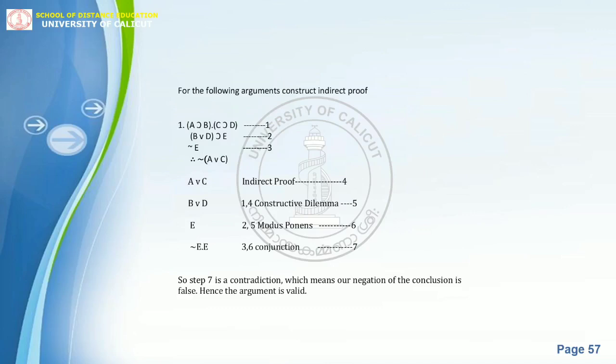So let us check how we can prove using the method of indirect proof. There are three premises given and a conclusion. So we have to prove that negation of A or C is valid, or true. In order to do that, I have to apply the indirect proof. In the method of indirect proof, I am negating the conclusion. Then it will become A or C, and I have numbered it as 4.